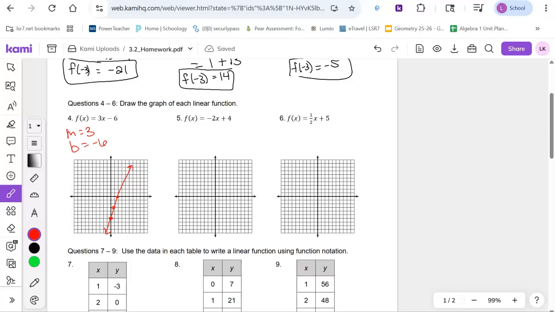Same thing for number 5. f of x equals negative 2x plus 4. My slope is negative 2. My b is 4. So 1, 2, 3, 4. Go down 2 to the right 1. So that would be my line. You can do number 6. Same concept.